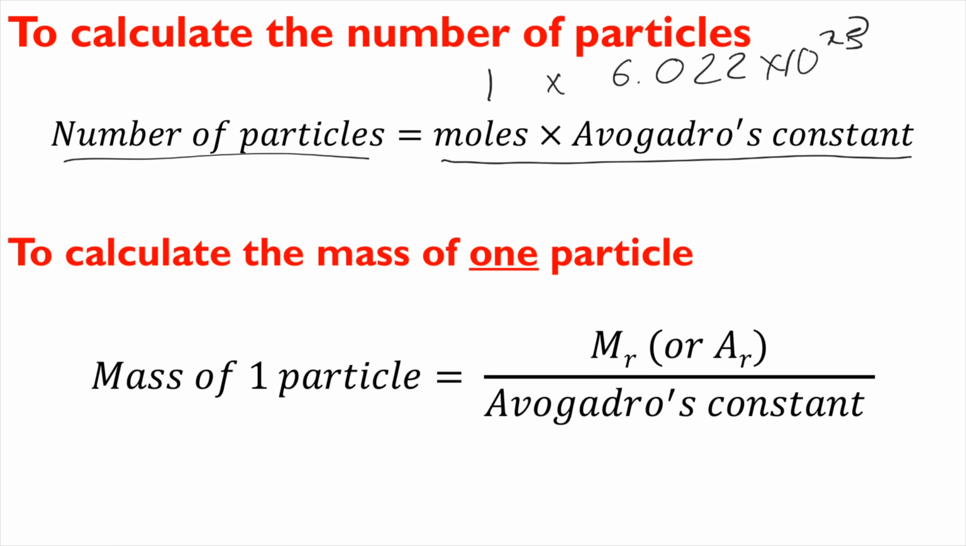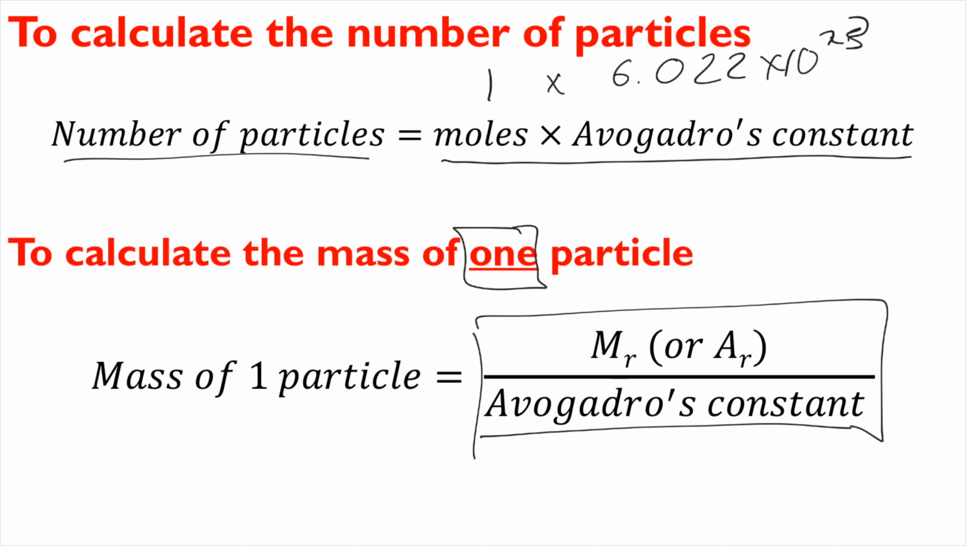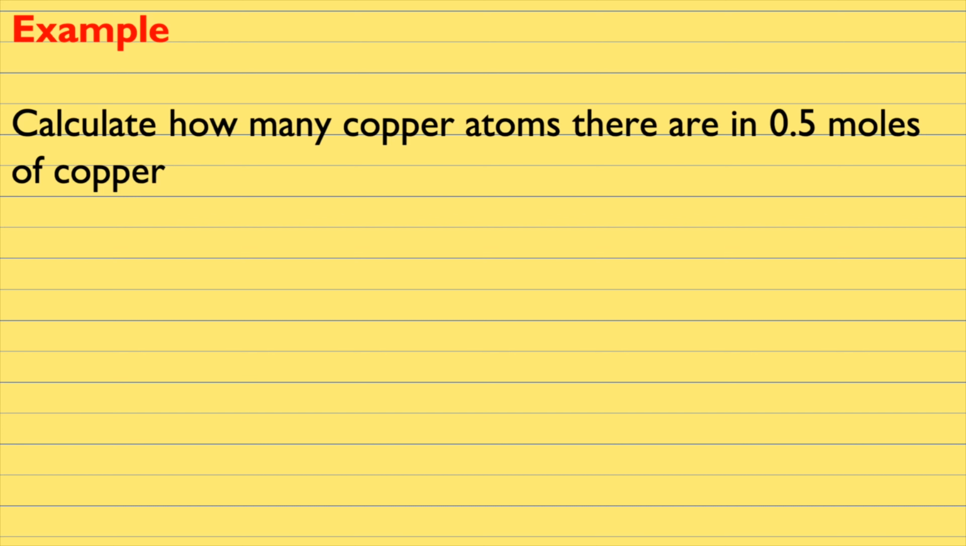To calculate the mass of one particle, and that could be a molecule, it could be an ion, it could be anything, we need to divide the relative formula mass, or if it's an atom, the relative atomic mass or the isotopic mass, by Avogadro's number. So essentially, you're going to do the relative formula mass divided by Avogadro's constant. Okay, let's look at some examples.